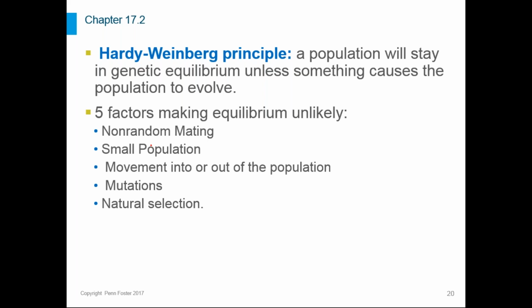Okay, so non-random mating means that the individuals select other individuals to mate with based on certain traits, so the population will shift towards having those traits. A very small population can be changed more easily by random things, like the genetic drift that we just saw, than a large population. Movement of individuals from one population to another can change the allele frequency as they bring genes with them or take genes out.